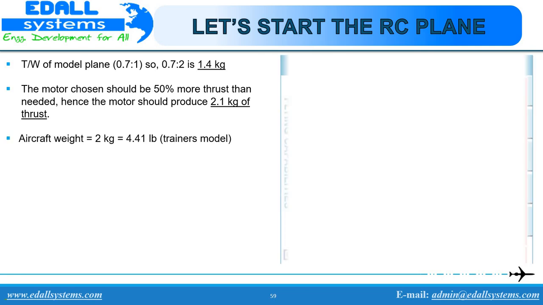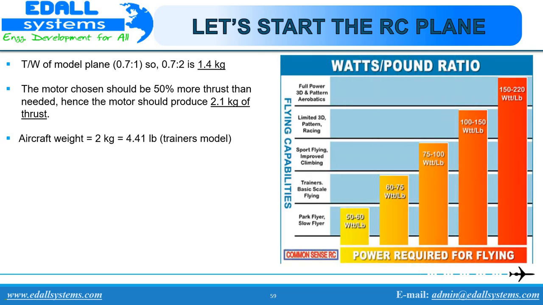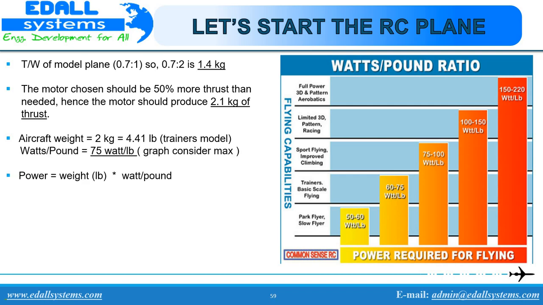From the graph on the right, it indicates the watt per pound ratio for power required for flying. Hence, our trainer plane requires 75 watt per lb of power. Power needed for a 2 kg flight is 330.75 watt, which is found by multiplying weight in lb by the watt per lb value, that is 75.